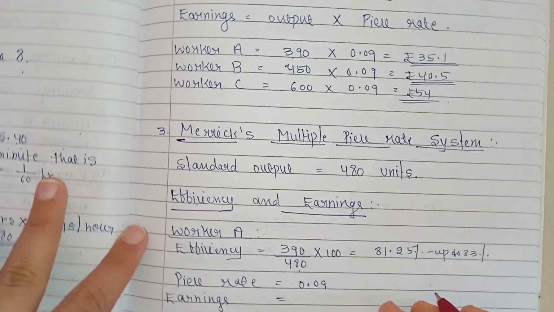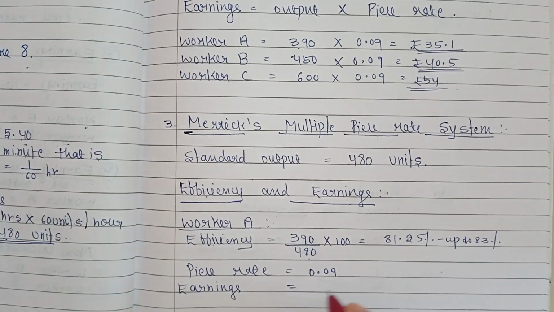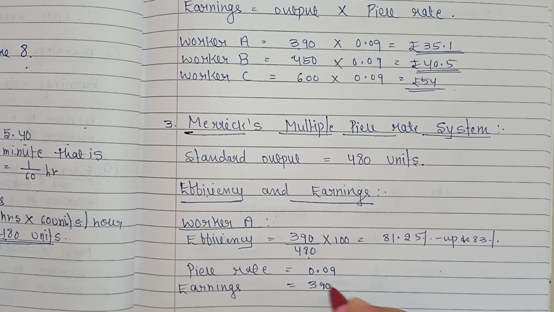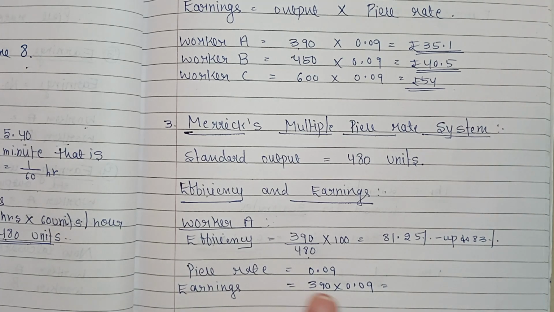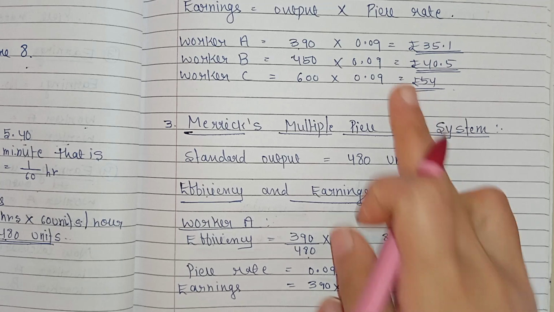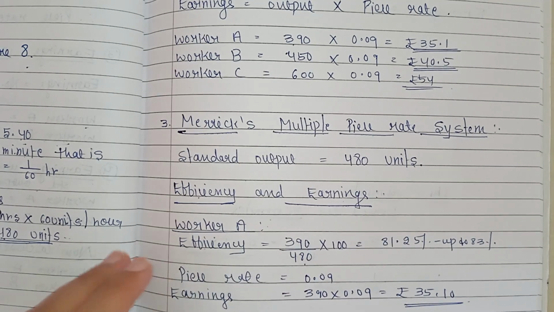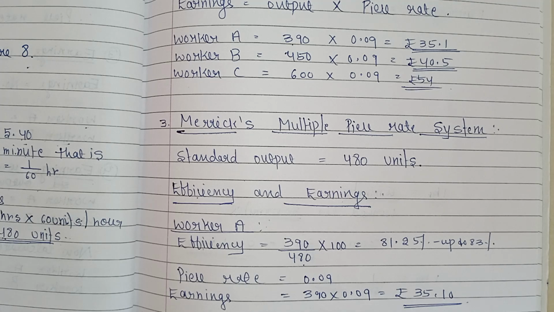0.09. So the earnings of worker A is 390, that is the actual output, into 0.09. Same here we have calculated, right? That is rupees 35.10. 35.10 the earnings of worker A, because his efficiency is up to 83%. Clear?